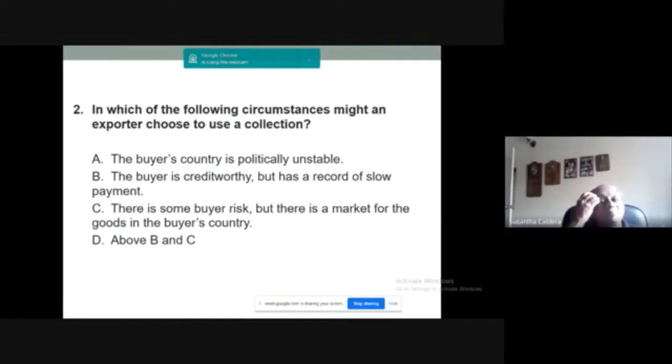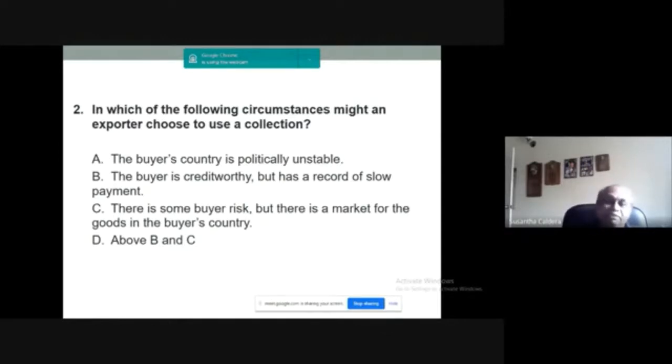Right. So we have got two answers, B and D. Both B and C. Which is the correct one? A, buyer's country is politically unstable. We are not going to touch. We are not sure.